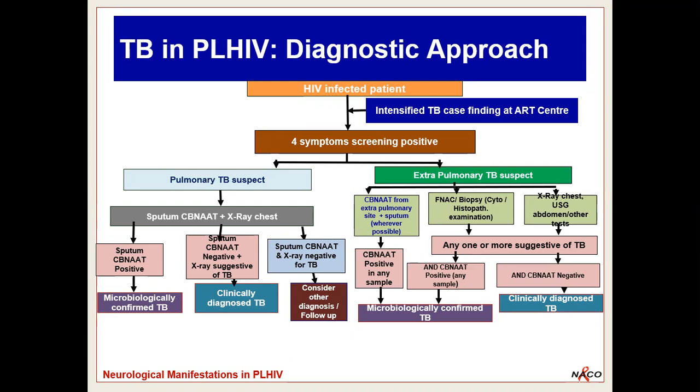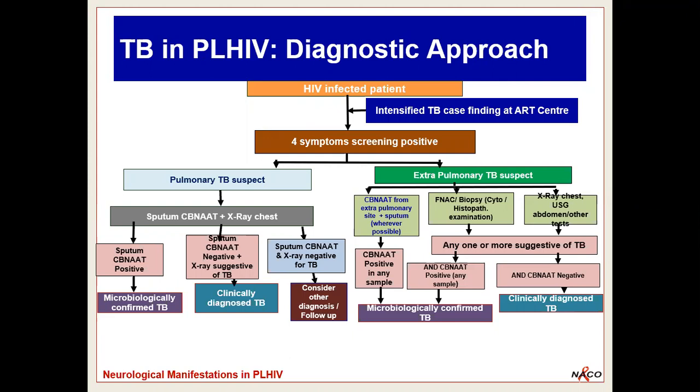Then again, depending on the site where the patient is having the issues, if you have lymph nodes, etc., you can do FNAC. Again, look for whether you can actually see the organism. If that's there, then you know that it's microbiologically confirmed TB. Otherwise, you look for X-ray or ultrasound of the abdomen, etc. And along with that, if it's CBNAAT negative, then you know you're talking about a clinical diagnosis.